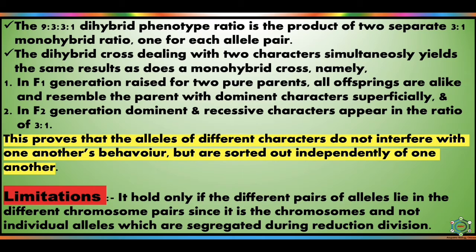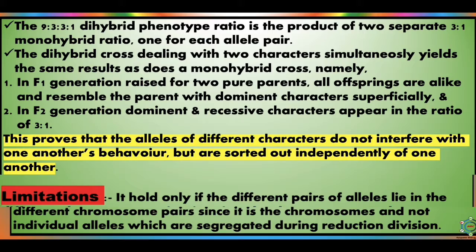Now the limitations of the dihybrid or independent assortment cross. It holds only if the different pairs of alleles lie in different chromosome pairs, since it is chromosomes and not individual alleles which are segregated during reduction division.